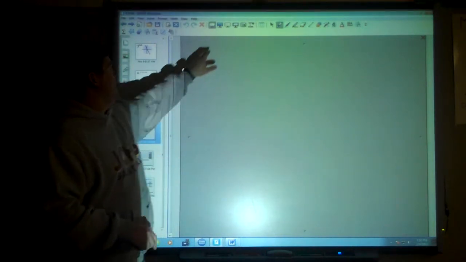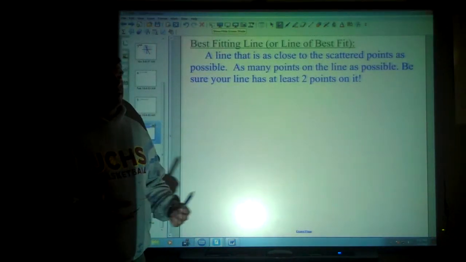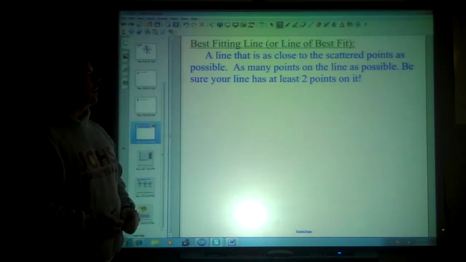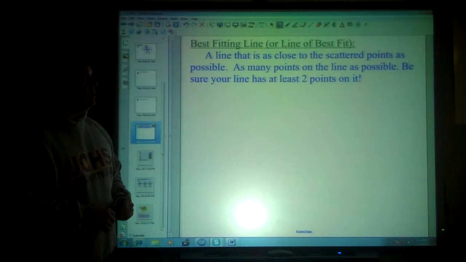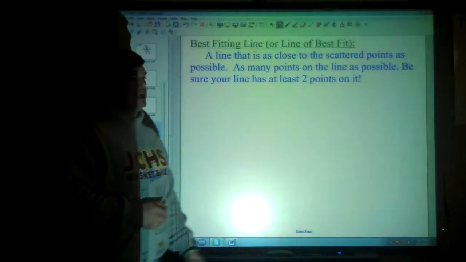And that brings us into the idea of what's known as a best fitting line, or a line of best fit. A line that is as close to the scattered points as possible. As many points on the line as possible. Be sure your line has 2 points that you can read off of it very easily.